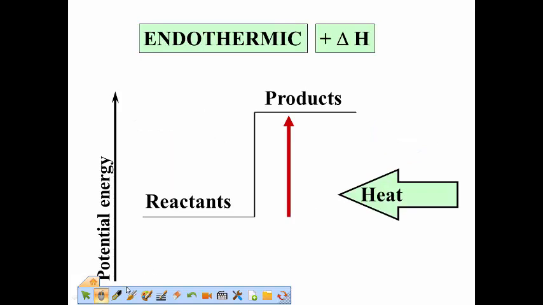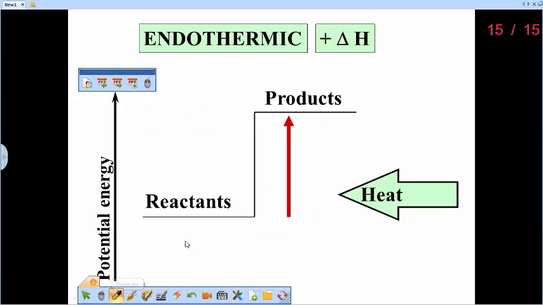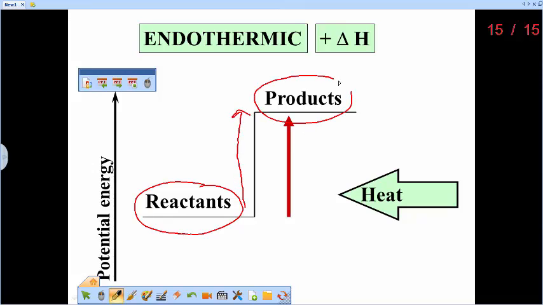For an endothermic reaction, the opposite is true. The reactants absorb energy, and the products now have more potential energy than the reactants. So heat was absorbed into the reaction to create higher potential energy products, giving you a positive delta H sign.